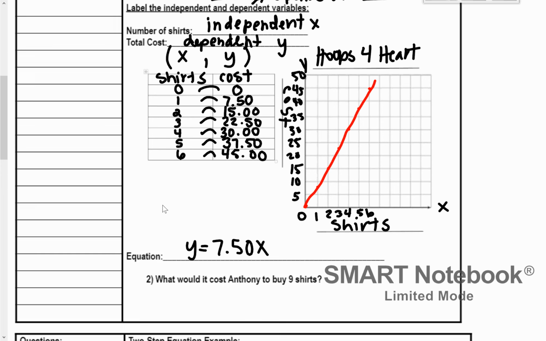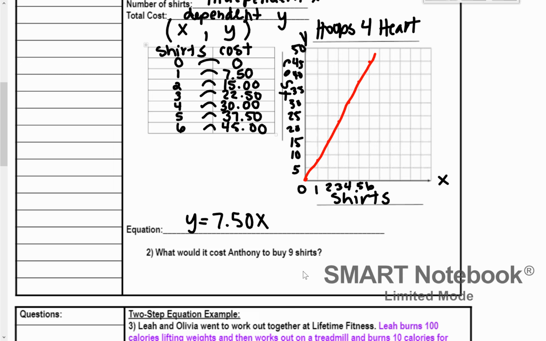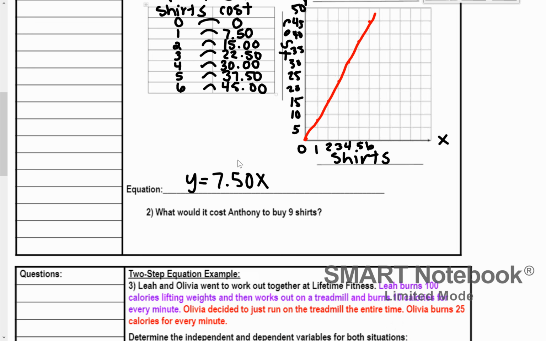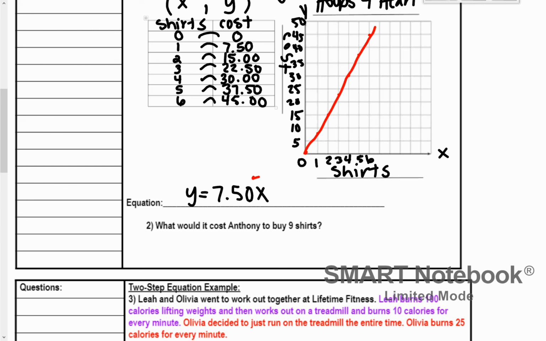Now we do have an extension question at the bottom. What would it cost Anthony to buy 9 shirts? All right, so we're going to use that equation. Remember, X was the number of shirts. So we're just going to plug in 9 for that X and solve it. So we'd have Y equals 7.50 times the number of shirts, which is times 9.